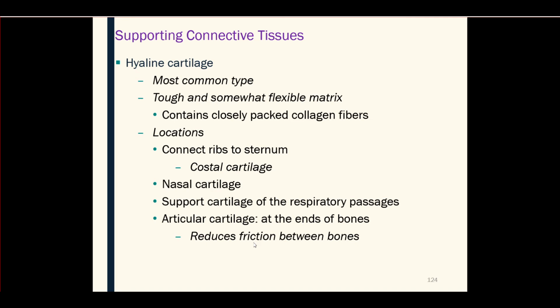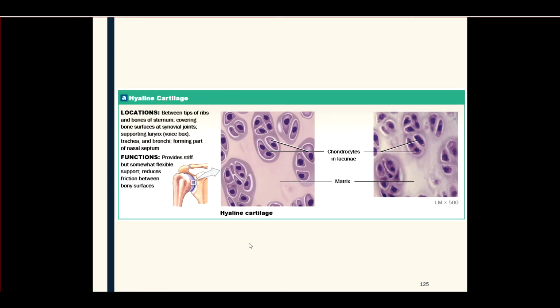And then finally, guys, at the end of our long bones, we have what we call articular cartilage, right? And that's the cartilage that you would see, say you had a chicken bone, right? You went to the end of the chicken bone, right? That would be the articular cartilage. And basically that's functioning to reduce the friction between the bones. All right, so if you were to look at hyaline cartilage under the microscope, you would see like a smooth matrix right here, and this is all packed with collagen.